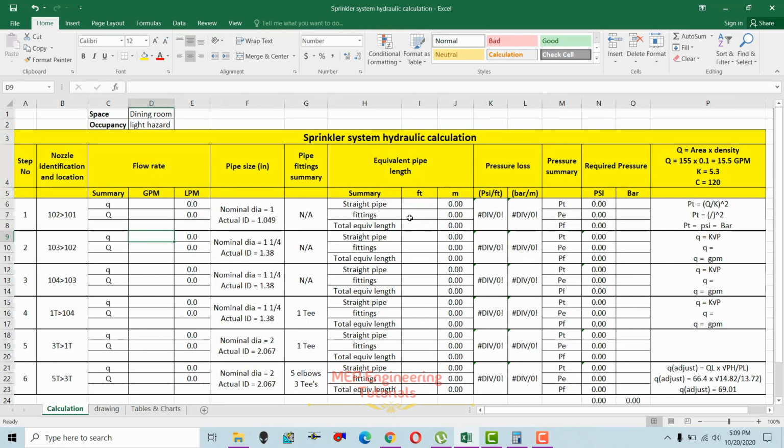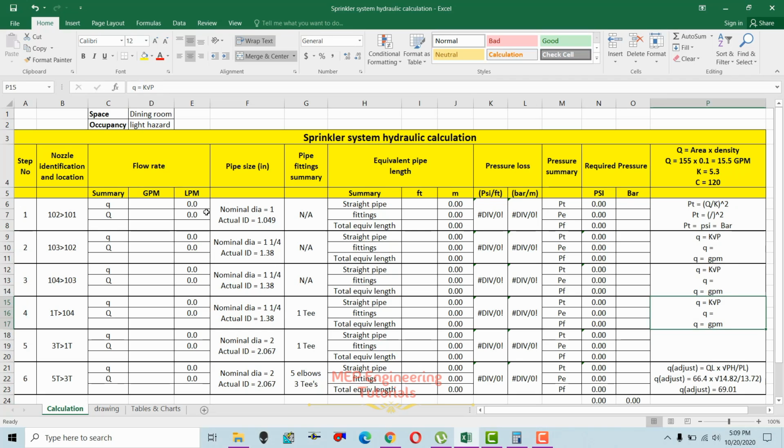So let's move back to our calculation sheet. You can see that I have written the sections here: nozzle identification and location, and then we have a flow rate column, pipe size column, and pipe fitting summary, then equivalent length, pressure loss in psi and bar, then required pressure, and then the formula which we used here.